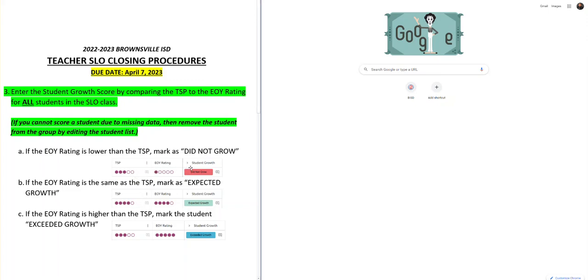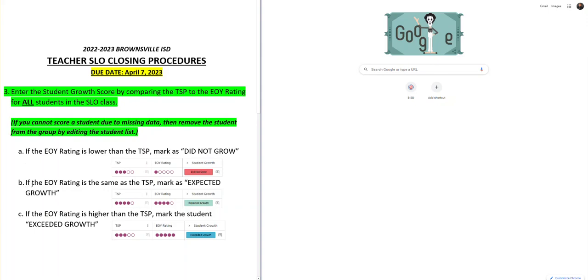So to calculate student growth, you're going to find out whether or not the student met or did not meet your target. In this example, the target set for this student was 3 dots, typical. However, the body of evidence showed that this student was well below typical. So the end of year rating did not show that the student met the teacher's target. So we marked that student as did not grow.